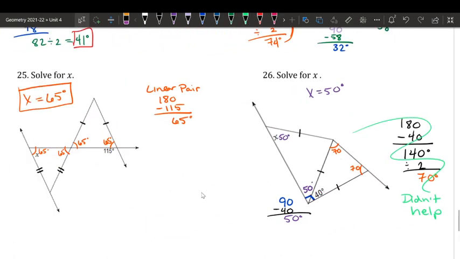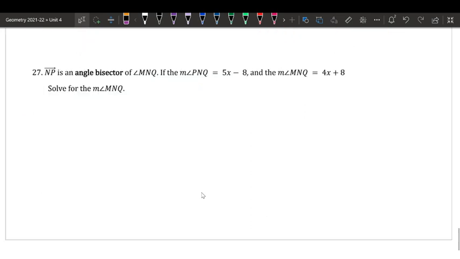Alright, so the last problem. Ray NP is an angle bisector. This isn't even this unit, this is previous unit stuff. Ray NP, because there's an arrow on it, is an angle bisector of angle MNQ. If the measure of PNQ is 5x minus 8, and the measure of MNQ is 4x plus 8, solve for the measure of MNQ.